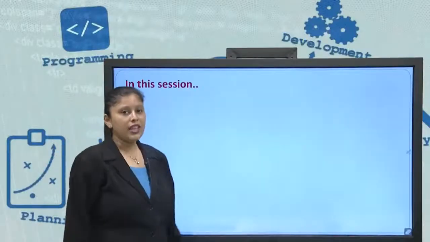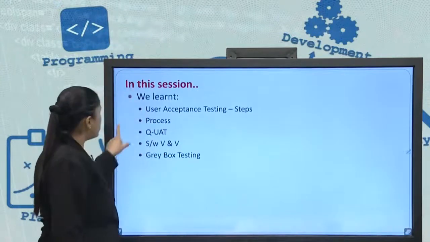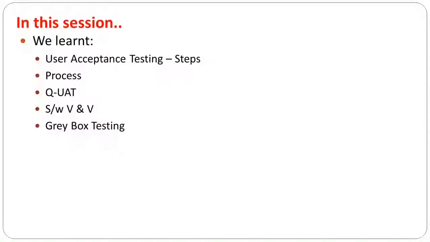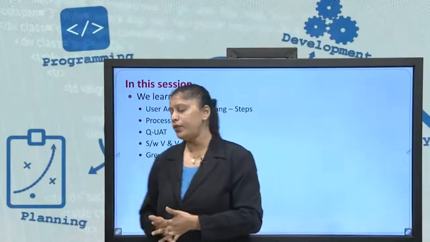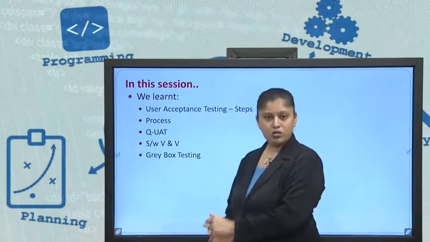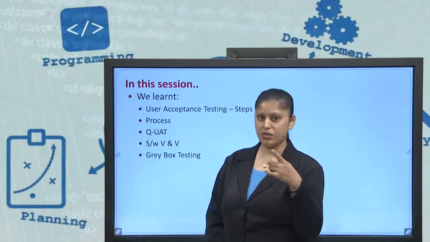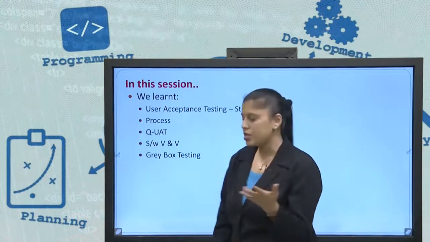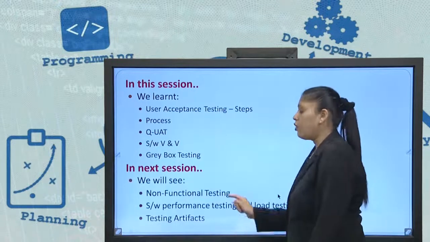Now that was all about Greybox testing, and in this session we saw user acceptance testing, the steps of it. We even saw the process for user acceptance testing. We saw quantified user acceptance testing, that is QUAT. We saw what is verification and validation for my software, and lastly we saw Greybox testing, which is a mixture of my black box and white box, which is going to be a semi-transparent one, or you can say a translucent one. In the next session we'll be looking at non-functional testing.